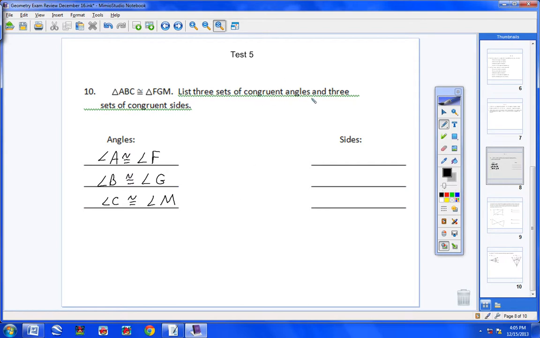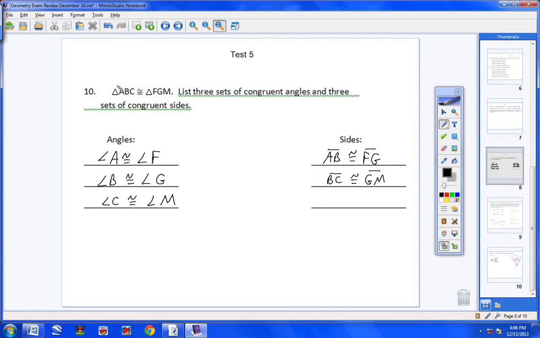And then also list out the 3 sets of congruent sides. Okay, no problem. AB is one side of a triangle. That's the first 2 letters. FG are the first 2 letters over here. So segment AB is congruent to segment FG. Okay, now let's go to the last 2 letters. So BC would correspond with GM. So I know that side BC is congruent to side GM.